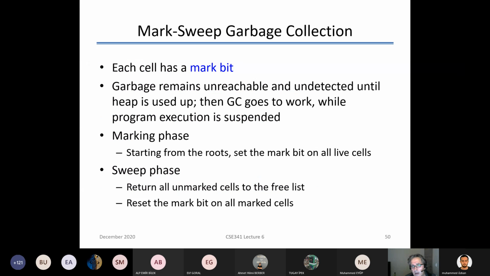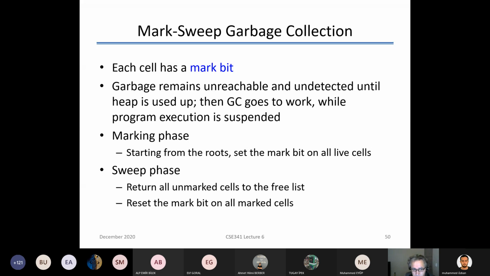Now, mark and sweep is a kind of batch algorithm. First of all, each cell has a mark bit, just one bit of information. Garbage remains unreachable and undetected until the heap is used up. So you don't do anything until the heap is full. Then you say, okay, now the heap is full, I need to go through the garbage and throw it out, hopefully there is a lot of garbage so that I can open up some space and use that. In this case, the garbage collector goes to work, and program execution is suspended. This is a problem that we are going to see.